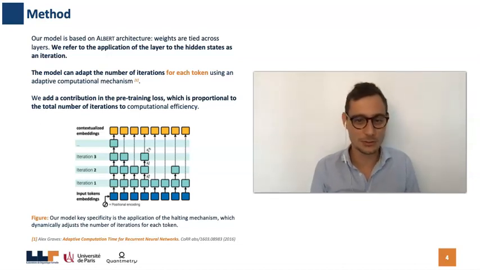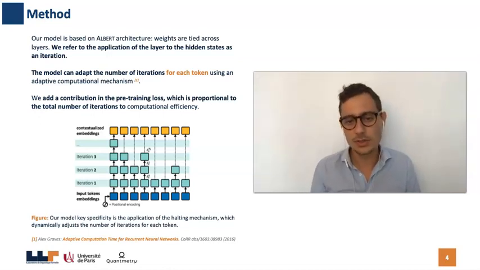To briefly present the core concept, it's based on the ALBERT architecture. Weights are tied across layers. Since all layers share the same weights, we refer to the application of the layer as an iteration. We extend the ALBERT model with an adaptive computational mechanism. At each layer, and for each token, a classifier computes a probability to stop the iteration. If the iteration is not stopped, the token state is computed as a weighted combination of the previous and current state. Using this mechanism, the model can adapt the number of iterations for each token.